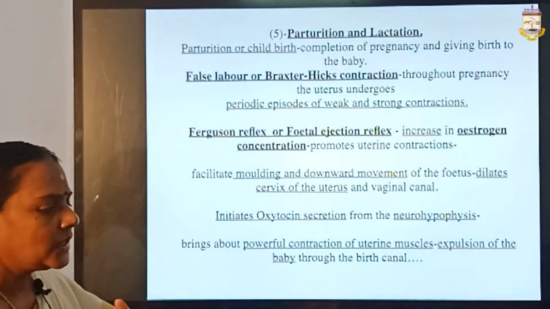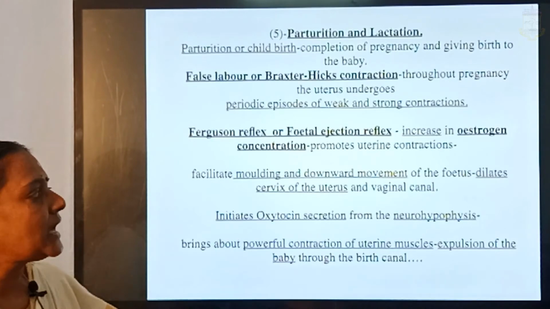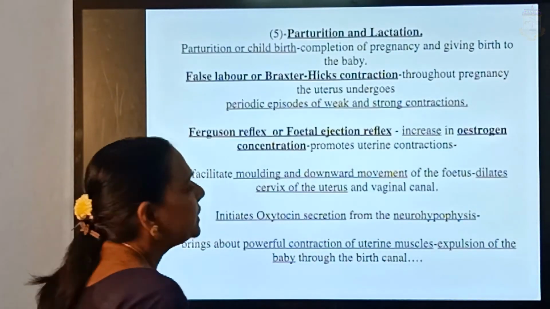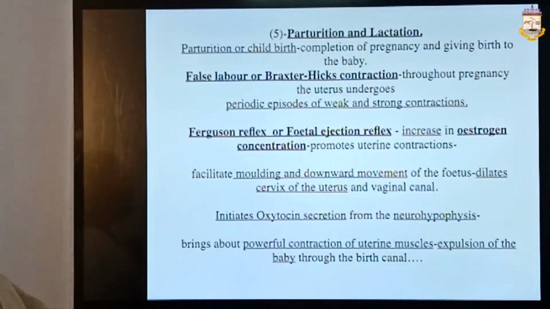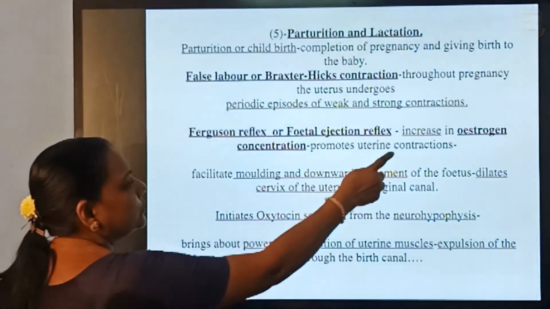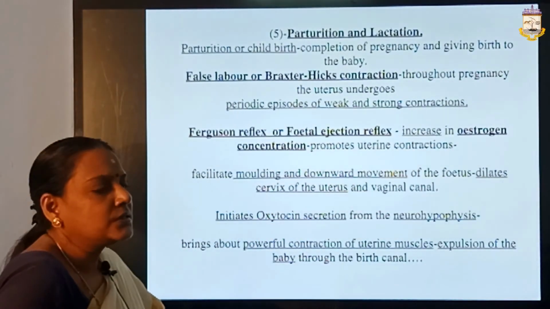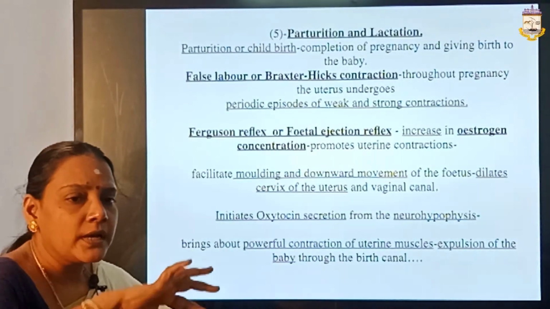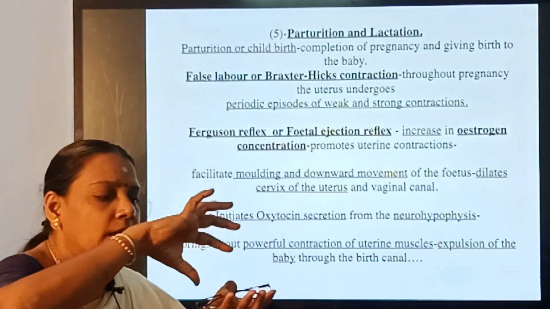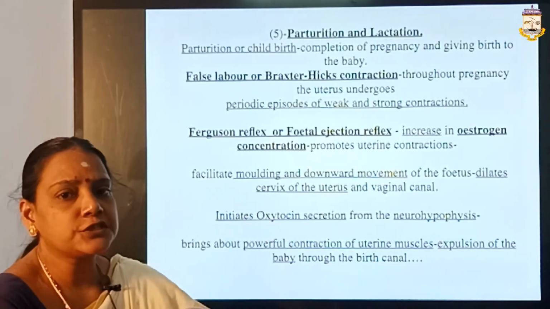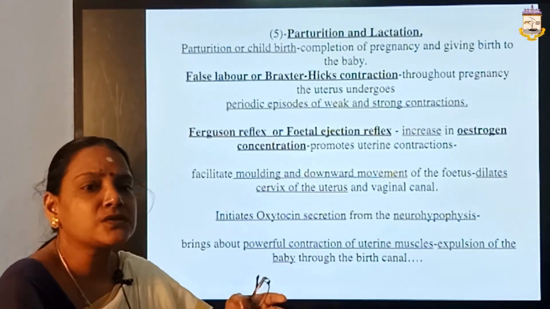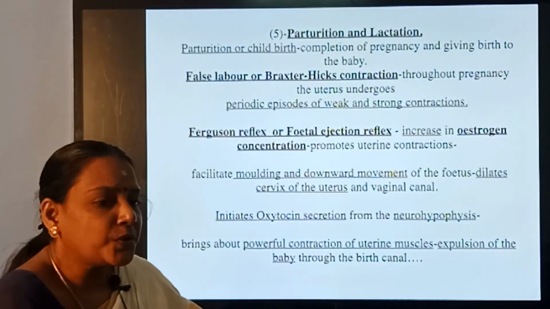That time, the time is completed, and the baby has to be ejected out. So here the increase in estrogen concentration promotes uterine contraction. At that time the estrogen will be increasing and the child will be expelled out, facilitating the molding and downward movement. The head of the baby has to be tilted down. The downward movement of the fetus dilates the cervix of the uterus, aiding the baby to come out.